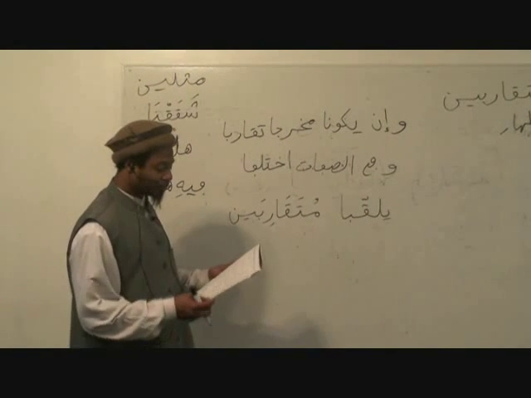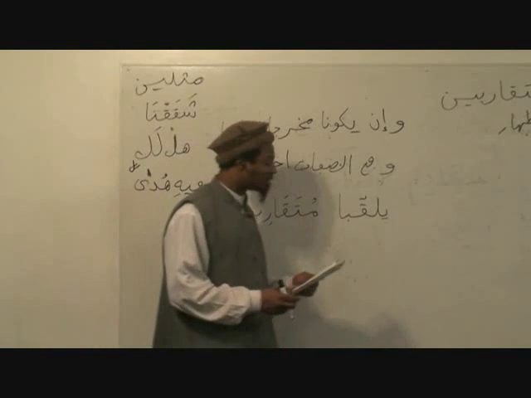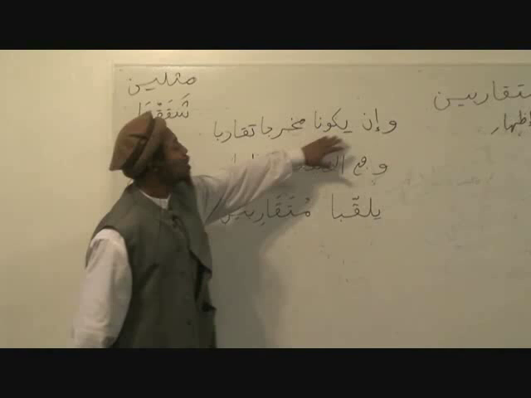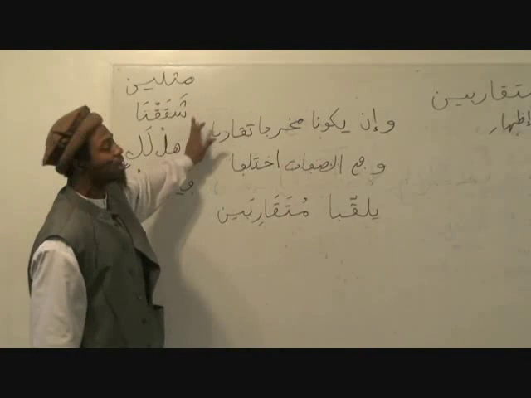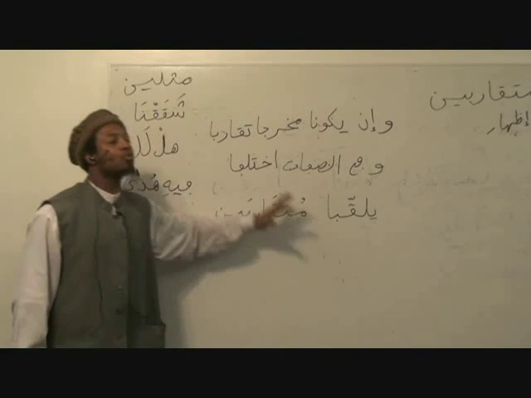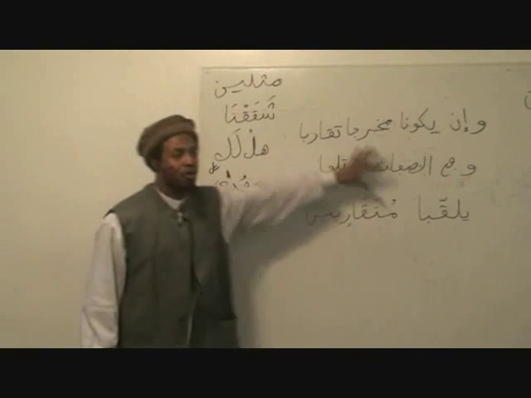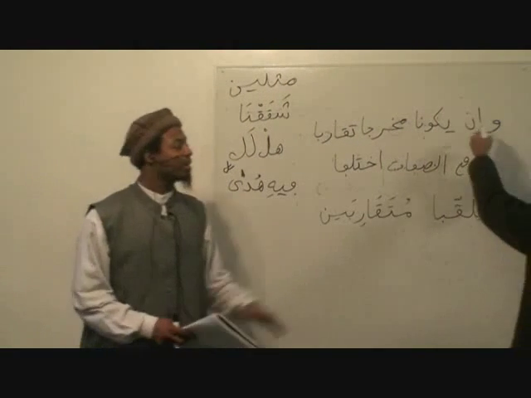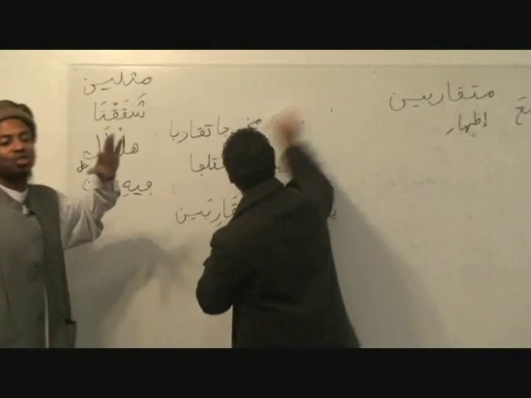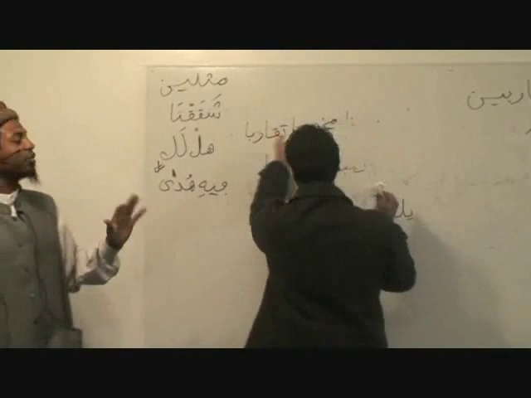The second one, astaghfirullah. The second one says, thumma, erase this part right here, please. So we did this bait. Everybody pay attention. وَإِن يَكُونَ مَخْرَجًا تَقَارَبًا وَفِي الصِّفَاتِ اخْتَلَفًا يُلَقَّبًا مُتَقَارِبَيْنِ. That's that part right there. Erase that. Now that's dealing with just what the rule of that is. Now we're going to deal with what the saghir, the kabir, and the mutlaq is.